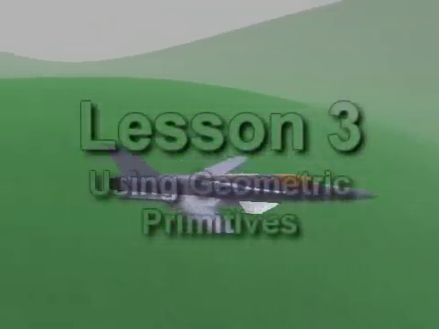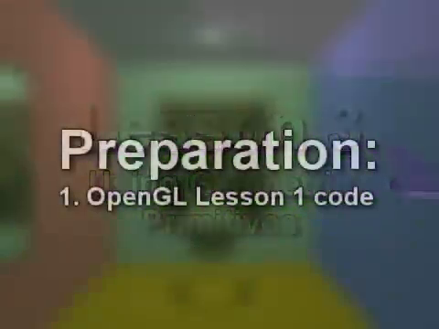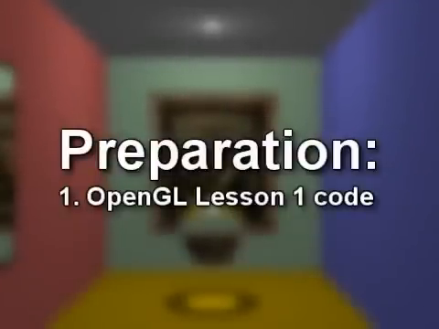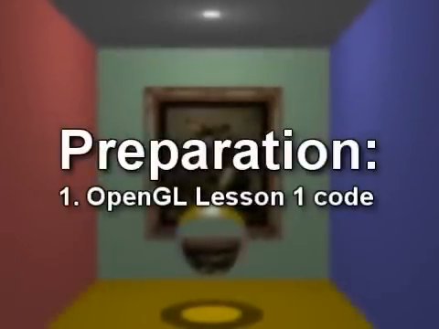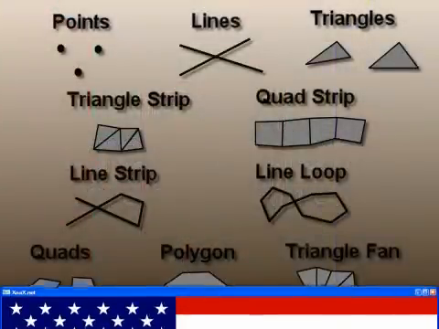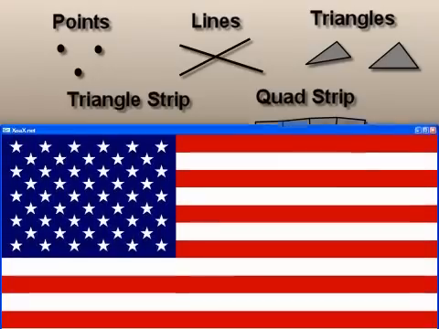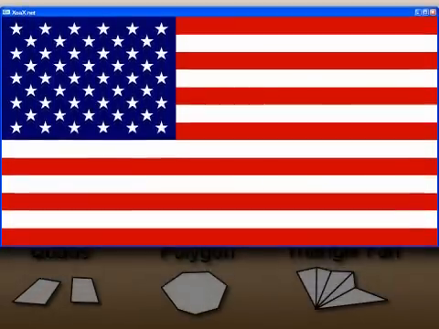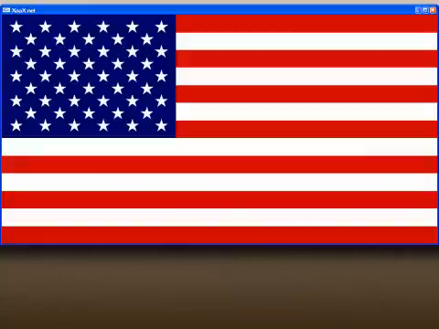Lesson 3, Using Geometric Primitives. To follow along with this lesson, you will need the code and setup from OpenGL Lesson 1. In this lesson, we are going to use some OpenGL geometric primitives to draw an American flag. The project and code are available for download at the top of this lesson page.